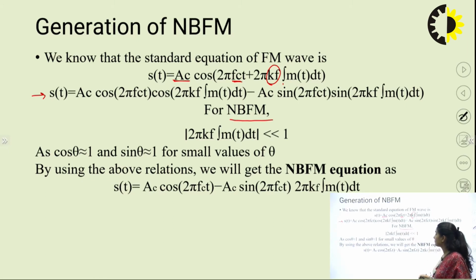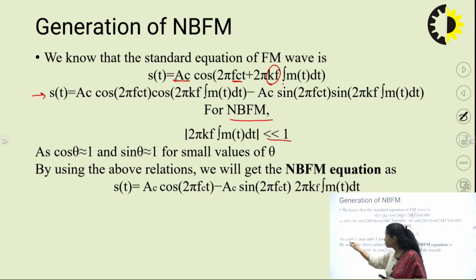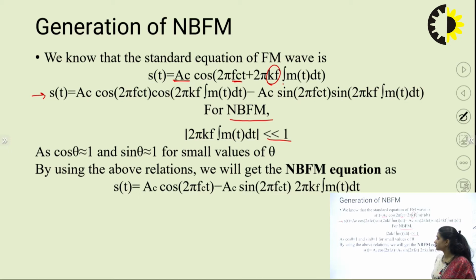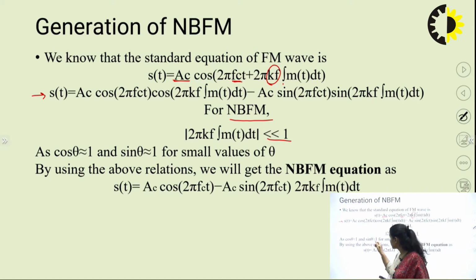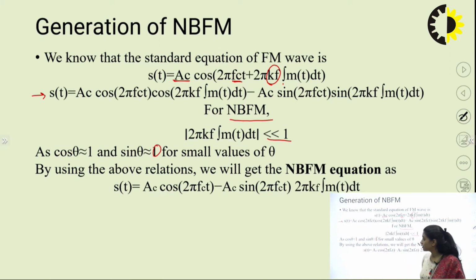So for narrowband FM, I have to take care of one thing, that my modulation index must be less than 1, right? How? We know that for smaller angles, sin theta should be approximately 0, and for smaller values of cos theta it is approximately close to 1, as cos 0 is 1 and sin 0 is 0, right? So by using the above relations, we get the narrowband equation. Keeping beta and the modulation index smaller, I'll replace sin theta with 0 and cos theta with 1.